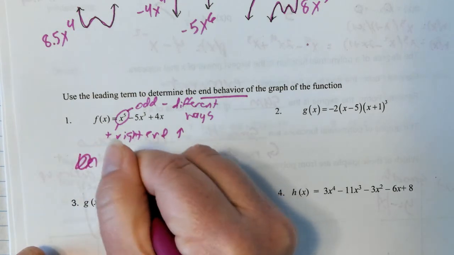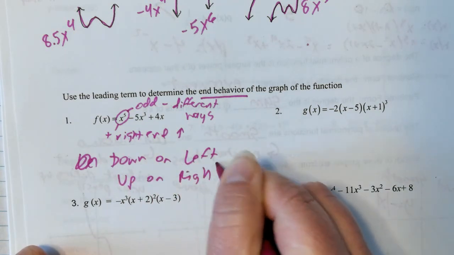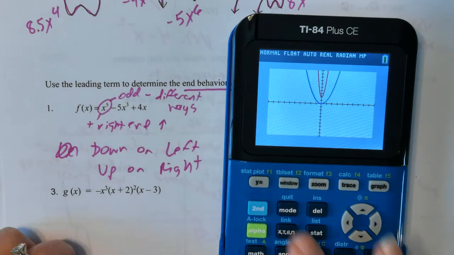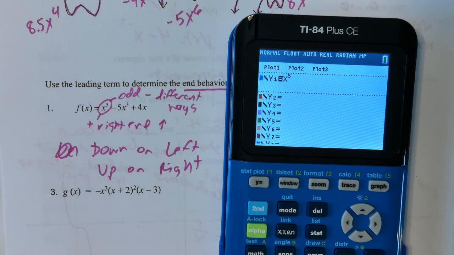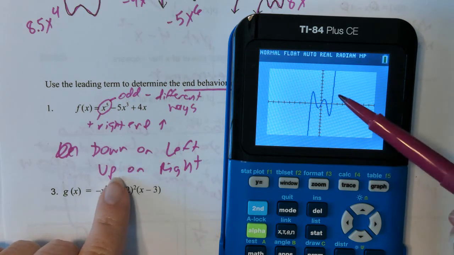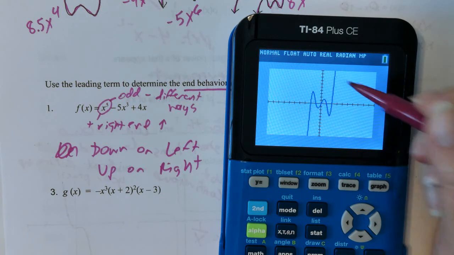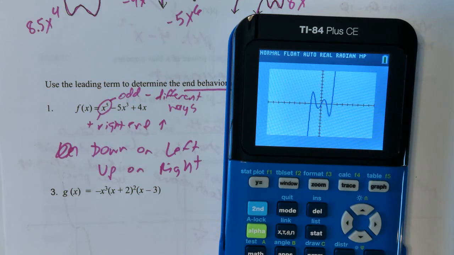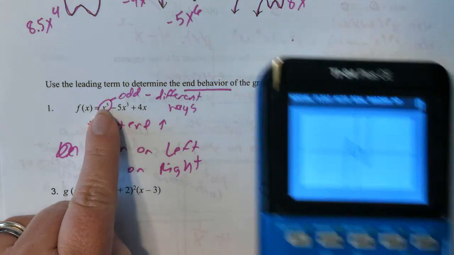So I'm going to write this way, down on the left and up on the right. And we can always graph in a calculator to verify. So if I go to y equals and clear out whatever I have in there, x to the fifth minus 5x to the third plus 4x, and I graph it in my calculator. And sure enough, the left edge is going down and the right edge is going up. And if you wanted to count your segments, 1, 2, 3, 4, 5. So I was kind of right about that as well. There's x to the fifth, there were 5 segments. Left edge was down, right end was up because of our positive coefficient. Remember the coefficient's the number out front.